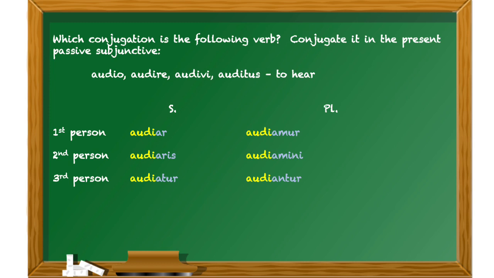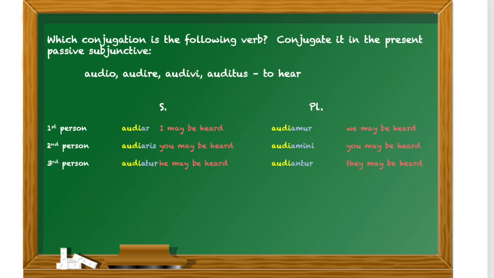Now again, pause the video as you come up with the English for each of the 6 Latin words that you just created, then continue the video to check your work. So you should have come up with, for audiar, I may be heard, or let me be heard. Audiaris, you may be heard. Audiatur, he, she, or it may be heard, or let him be heard, things like that. Audiamur, we may be heard, or let us be heard. Audiamini, you may be heard. Audiantur, they may be heard, or let them be heard, something like that.